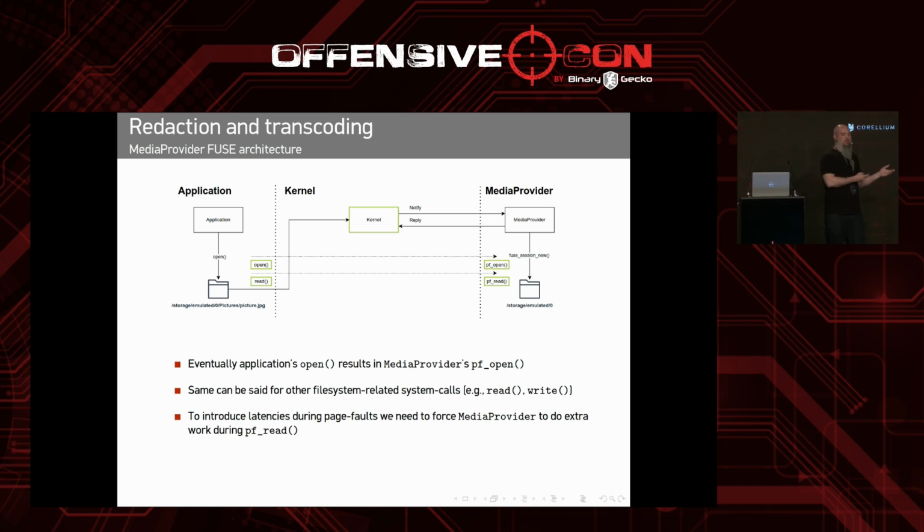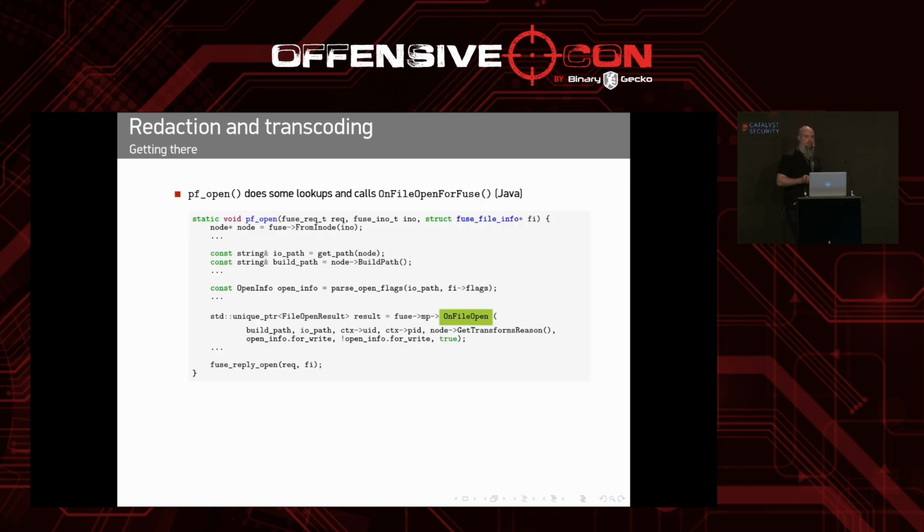Briefly, calling open at the application side results in calling pfopen in the media provider. Doing read at the application side results in calling pfread on the media provider. So if we map that file descriptor and pass it to the kernel, during the page fault, pfread will be called to populate the page cache. Theoretically, if we manage to force the media provider to perform extra work during pfread, then we will achieve the same result as userfaultfd, for example.